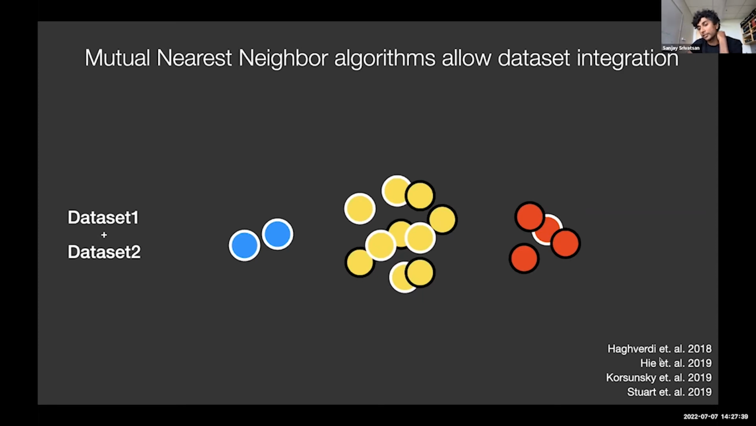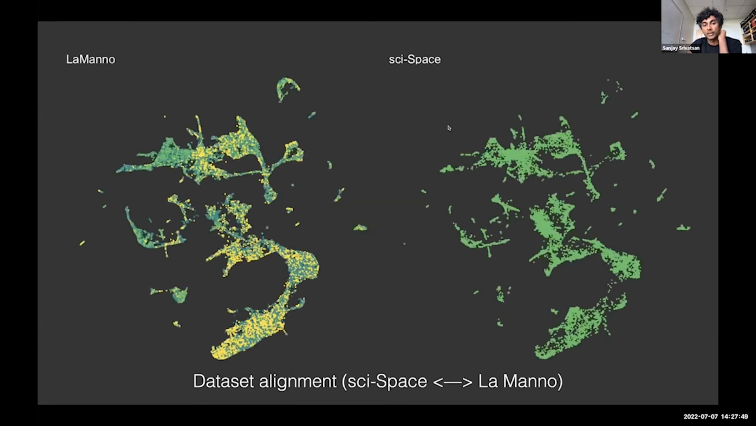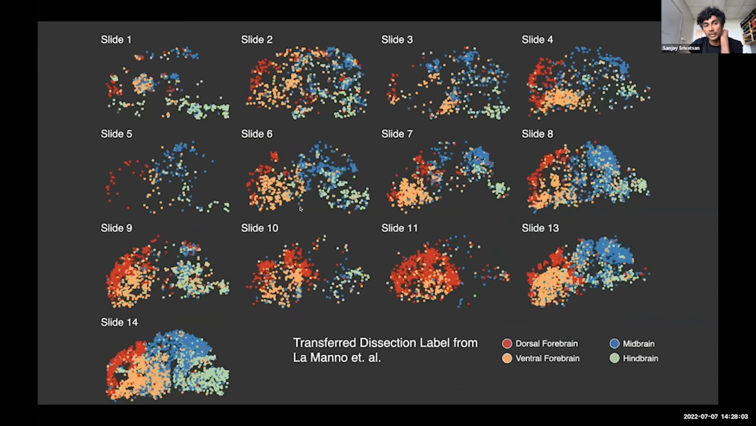There have been a lot of different algorithms and a lot of work done in this area. This is not even close to a comprehensive list of papers, but this has been a very hot area in the single cell genomics world. When we do this with the two data sets, we see that they overlap nicely. On the right is the spatial data, which has a spatial component, and on the left is the single cell data from La Manno et al. When we transfer the dissection labels from their data set to ours, they largely make sense. When we look at cells in the dorsal forebrain or ventral forebrain, they match up to the anatomical location we'd expect in our data set.